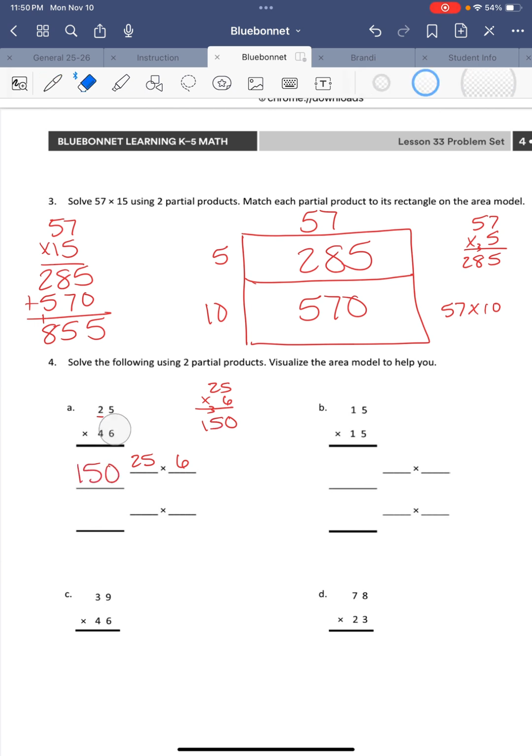Okay, next I'm going to do 25 times 40. That is 25 times 4 tens. Well, 25 times 4 is 100. Tens would make it 1,000. 25 times 40.